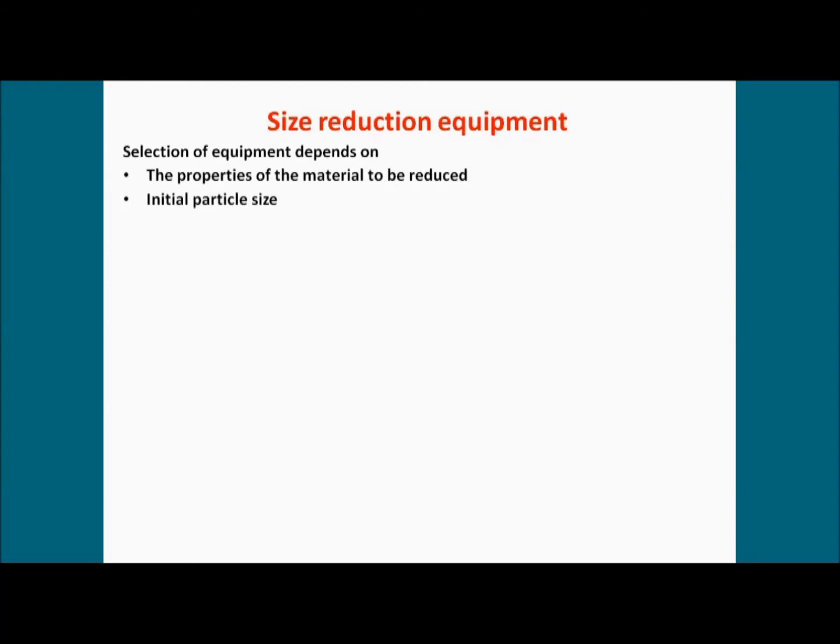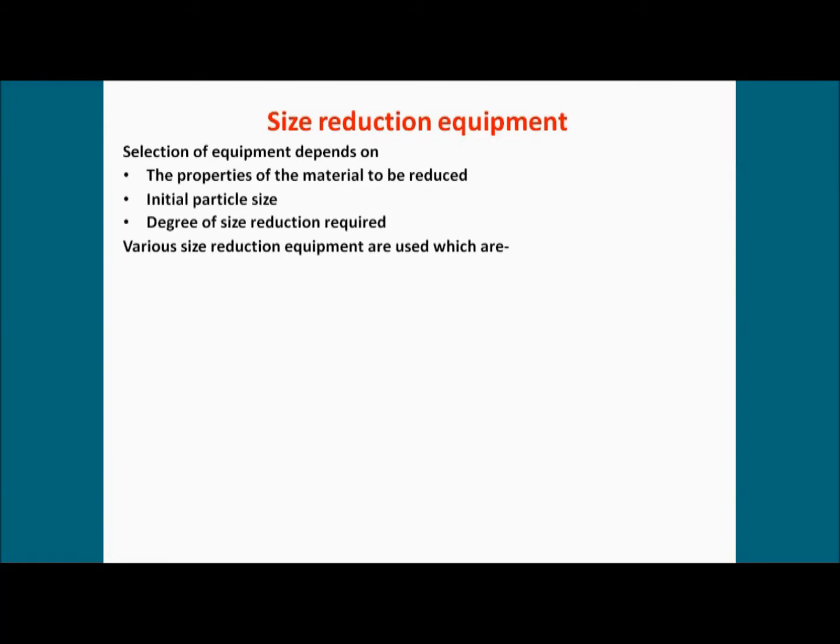What is the initial size of the particle? Whether it is bigger, smaller, average, what is the size? Then the degree of size reduction required, meaning the degree of the product we want to get. Whether we want to get fine particles, ultra fine particles, or just average size particles.